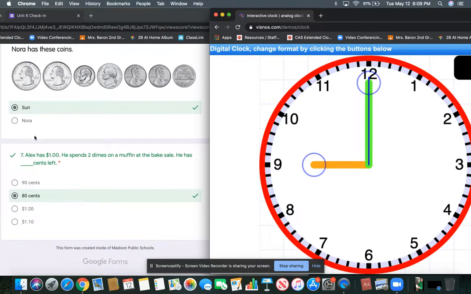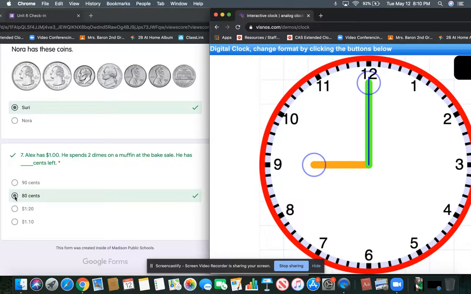All right, there's one more. Alex has $1. He spends 2 dimes on a muffin at the bake sale. He has blank cents left. Excuse me, I'm tired. So $1 is 100 cents. That's something that we know. $1 is 100 cents, $2 would be 200, $3 would be 300 cents. So if he has 100 cents right now and he spends 2 dimes, which is 20 cents, it would just be a subtraction problem. It would be 100 minus 20, which we know to be 80.